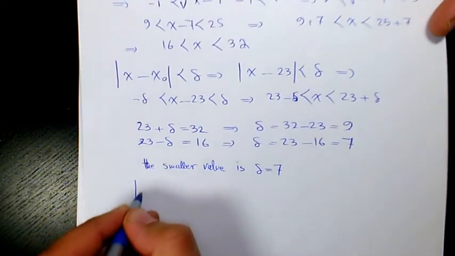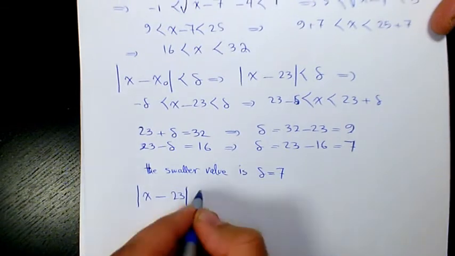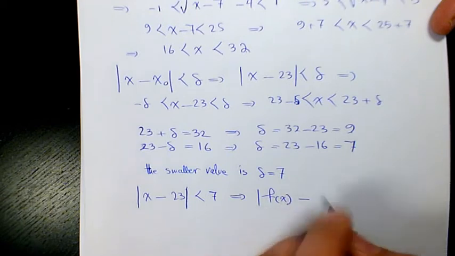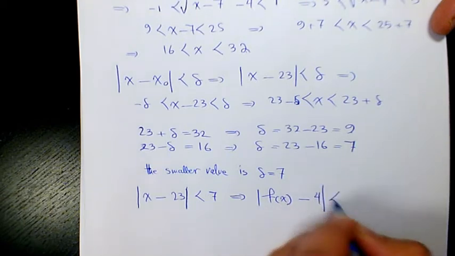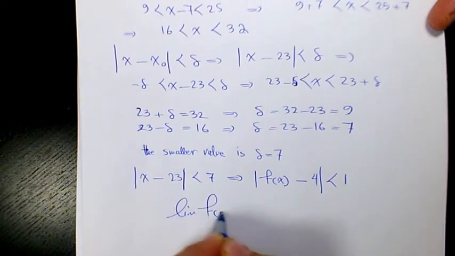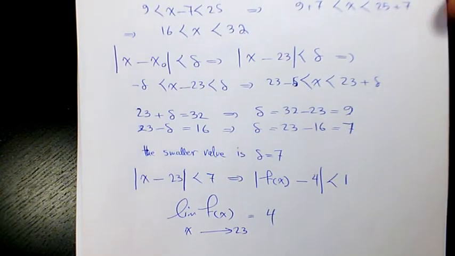So we can say if the absolute value of x minus 23 is less than 7, we can conclude that the distance between f of x and 4 is less than 1. So the limit of f of x when x is approaching 23 is going to be equal to 4.